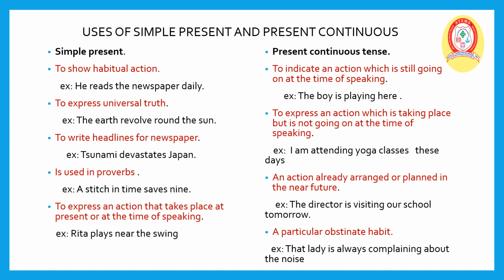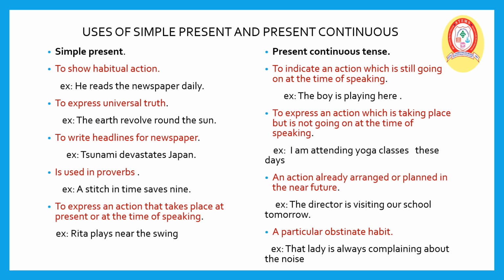He brushes his teeth every day. So that's a habitual action. That's a habit. To express a universal truth. When do we use simple present? To express a universal truth. The earth revolves around the sun. It's a universal truth. It has not stopped revolving, nor will it only start some other time. It's not like that. It is a universal truth. So you use the verb in simple present.